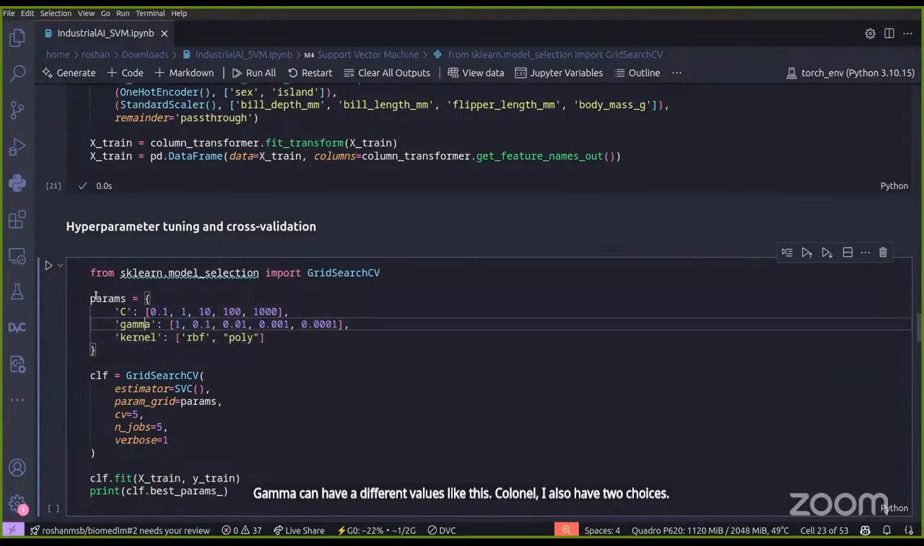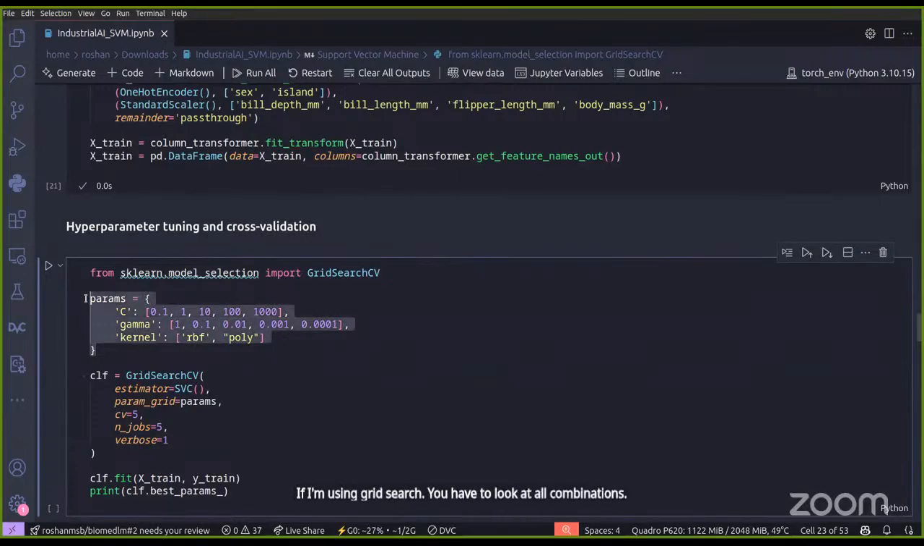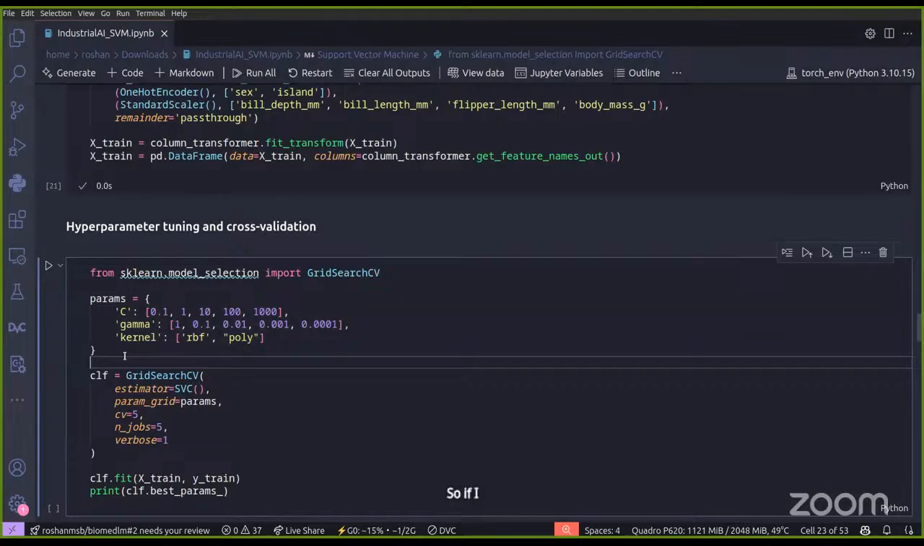So totally, how many models should I train if I'm using grid search? You have to look at all combinations. If you want to look at each and every individual combination, how many models should I train and get the accuracy for?